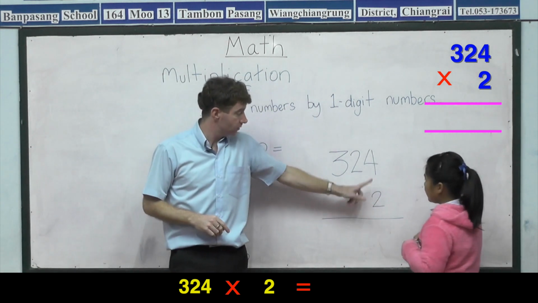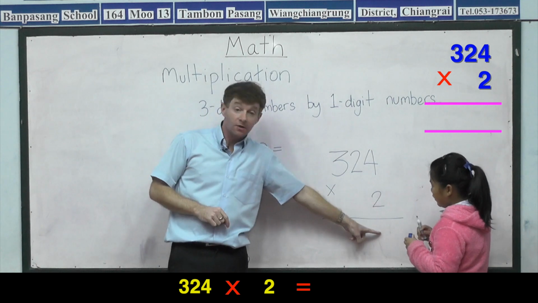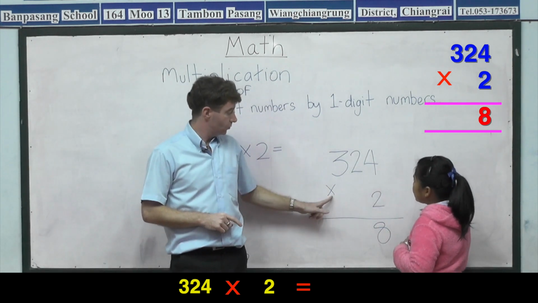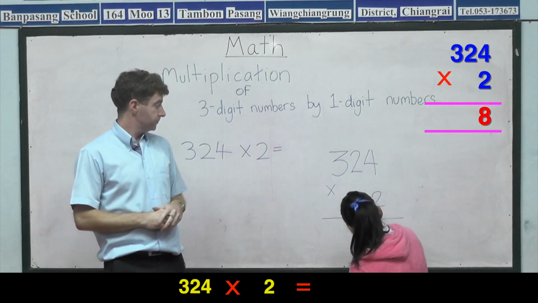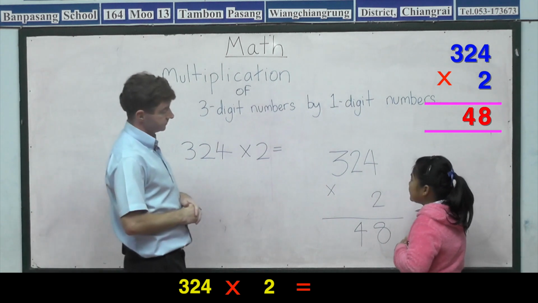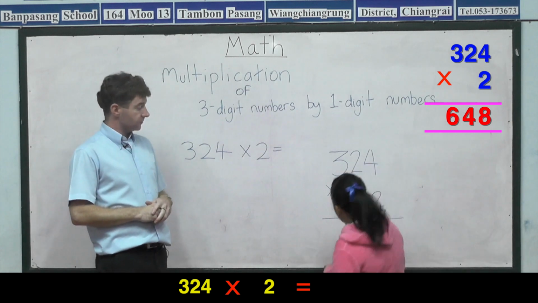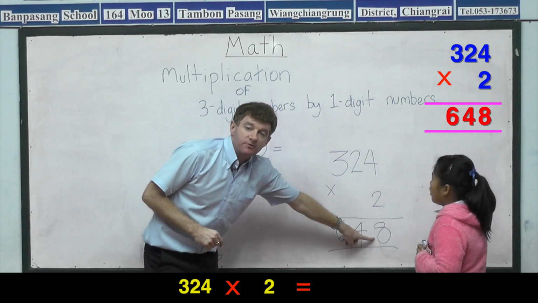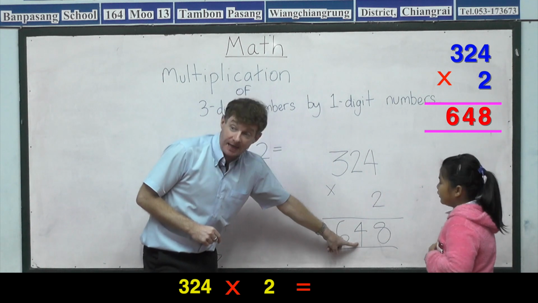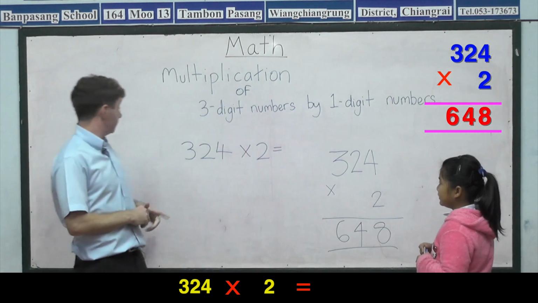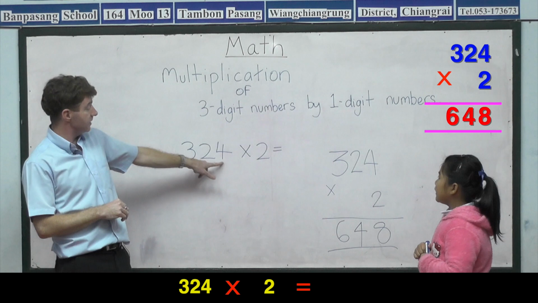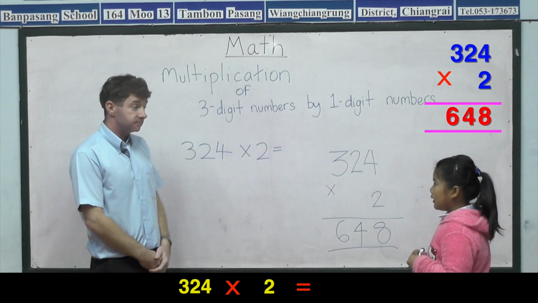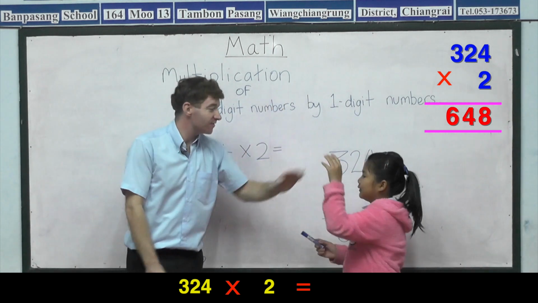So what's step 1? What do we need to do for step 1? 4 times 2. 8. Excellent. Step 2. 2 times 2 equals 4. Step 3. 3 times 2 equals 6. Excellent. So remember about place value. Column 1, what does this column represent? Ones, tens, hundreds. So our answer, 324 times 2 equals 648. Is that right? Yes. Are you sure? I'm sure too. Excellent. High five. Round of applause for Lakgao.